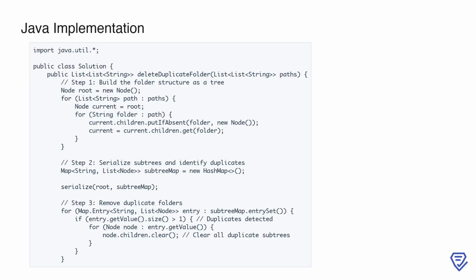Once we have the serialized data, we iterate through the map, and if a serialized subtree has more than one node associated with it, we clear the children of all those nodes. This effectively removes all duplicate subtrees from the tree structure.